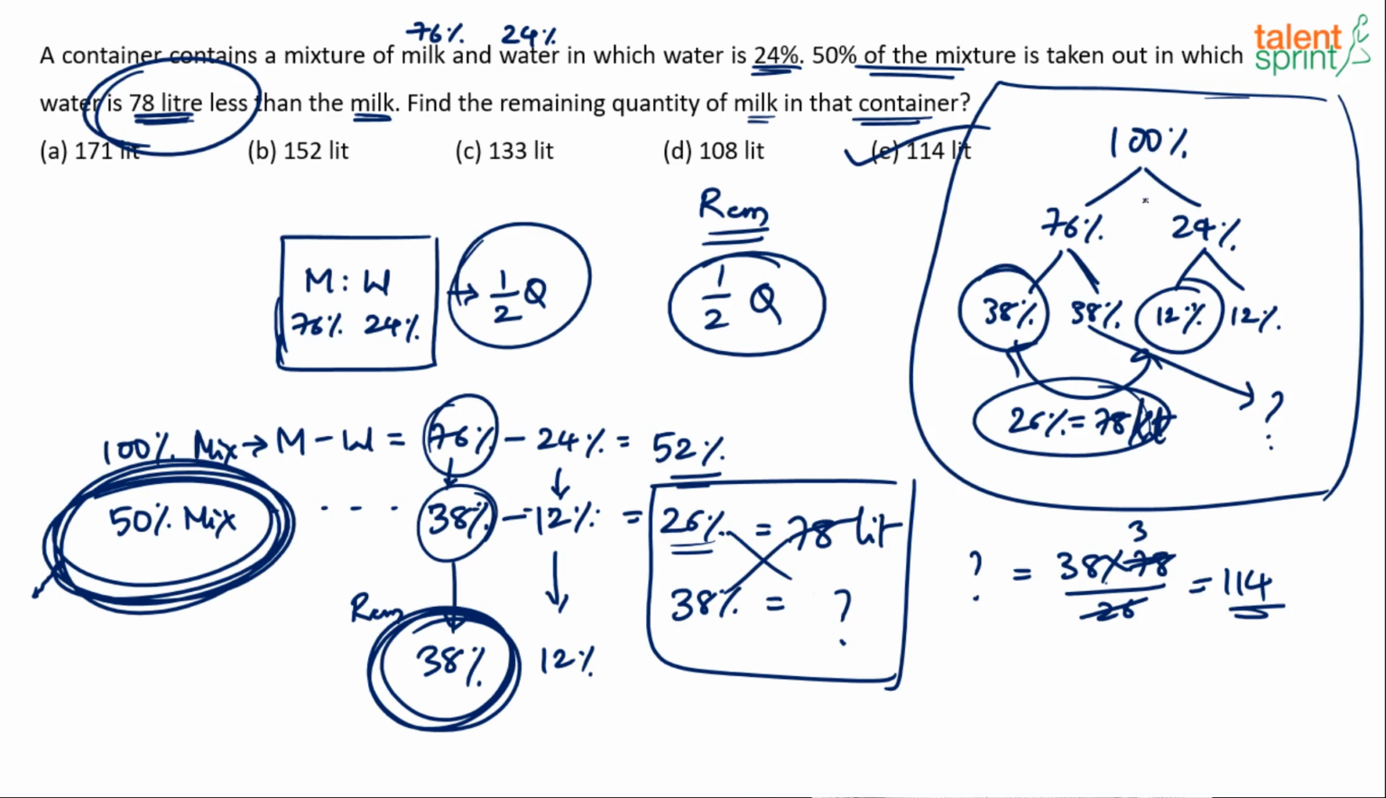100% was there, in which 76% is milk, 24% water. This is divided into 2 halves, this also divided into 2 halves. The difference of this gave us 78. This is equal to what? Remaining milk is what? Remaining water is how much? I'll do simply one thing. 26% is 78 liters. 12% is equal to what? 36 liters into 3. So option E, 114 liters is the final answer to this final question from this very interesting topic of alligations and mixtures.